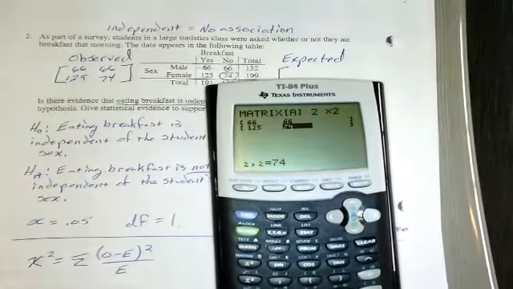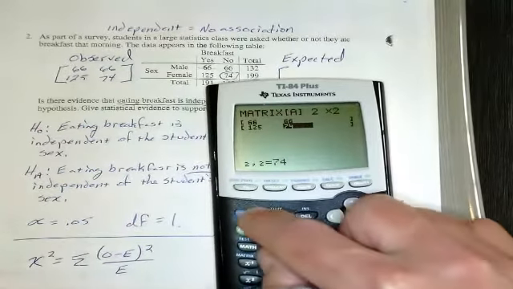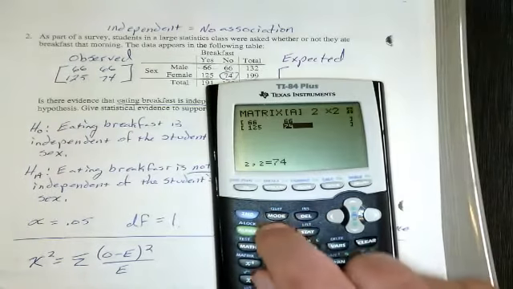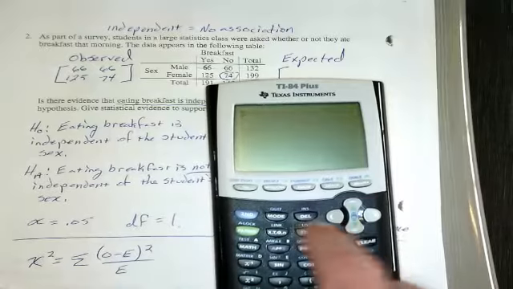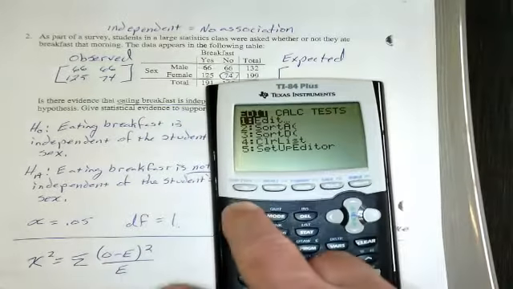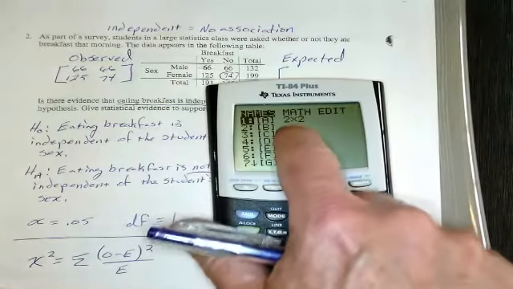Now to clear the screen, you press second mode. If you look right above the mode button, it says quit, and that clears our screen. Now, that stuff's still in there. Whoops, sorry. Let's go look. Second matrix, look, it's still there.